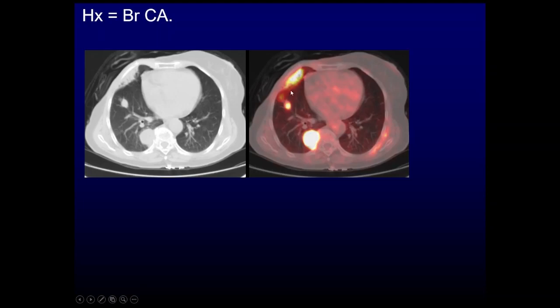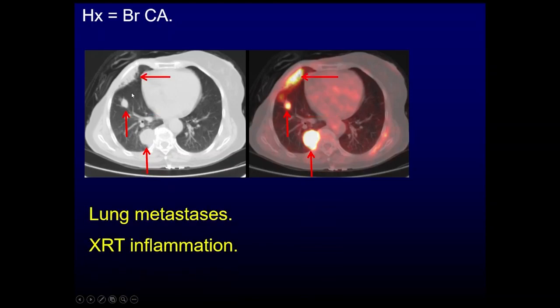Here we see multiple FDG avid abnormalities in this patient with breast cancer. Two of them are round nodules in the lung, which are lung metastases, whereas here this is a linear fibrotic change in the anterior lung from post-radiation pneumonitis, radiation inflammation in this patient who had a mastectomy, and then radiation to the mastectomy bed. So again, FDG avidity could represent either malignant or benign processes, and always compare with the corresponding CT that comes with your exam in order to help distinguish what's malignant and what's benign.